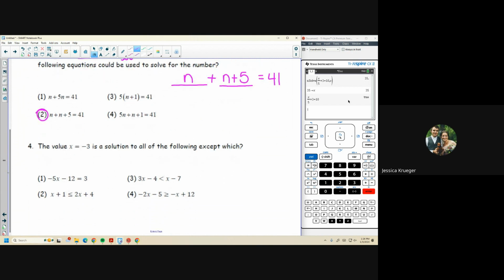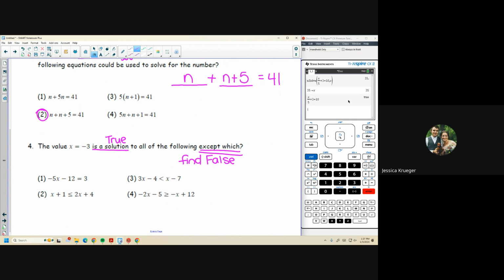Okay, question 4. The value x equals -3 is a solution to all of the following except which? So if it's a solution, it should be true, okay? But I'm looking for the one that's false. So I'm going to say find the false one.